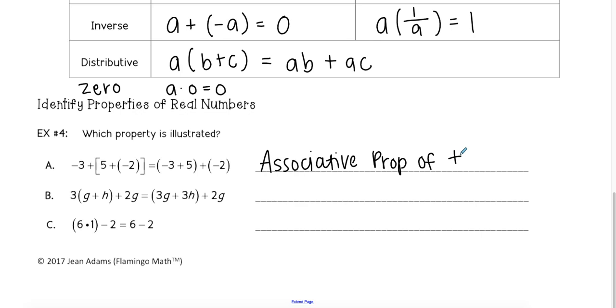So, associative property of addition. Look at my next one. Hopefully you can see what happened here. I have 3 times (G plus H) plus 2G, which is equal to 3G plus 3H plus 2G. If you notice, I went ahead and distributed that 3 to the G and to the H. So this is distributive.